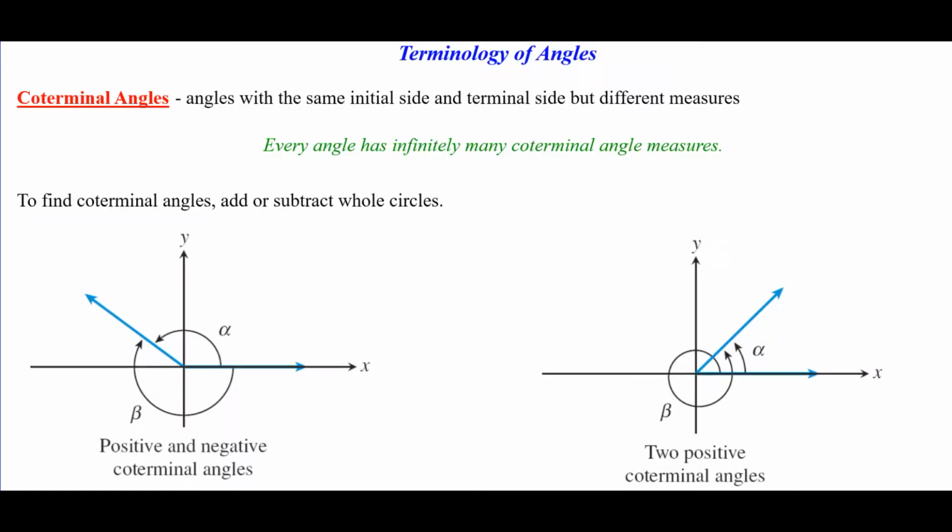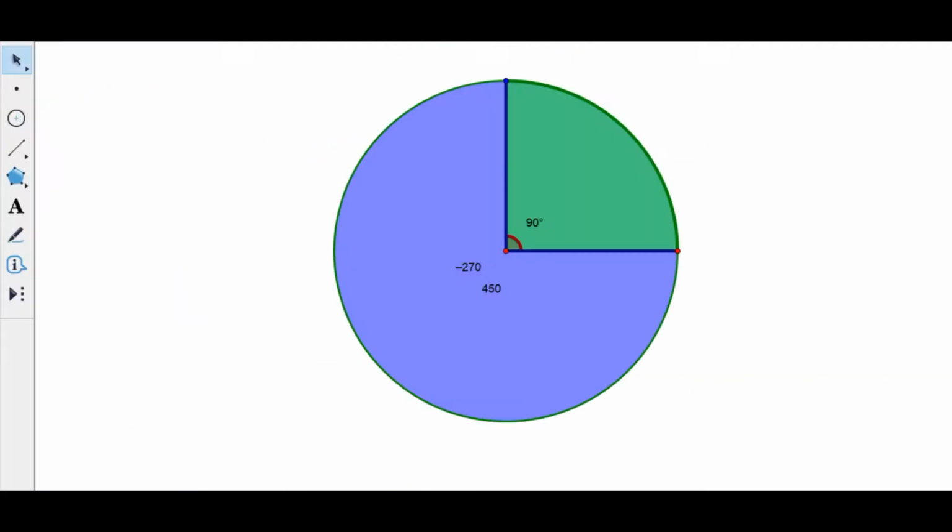In this video, we're going to look at coterminal angles. Coterminal angles are just angles that have the same initial and terminal side but may have different measures. Let's take a look here. So here you can see the green section is showing us a 90-degree angle. So coterminal angles for that would also be negative 270 degrees and 450 degrees.